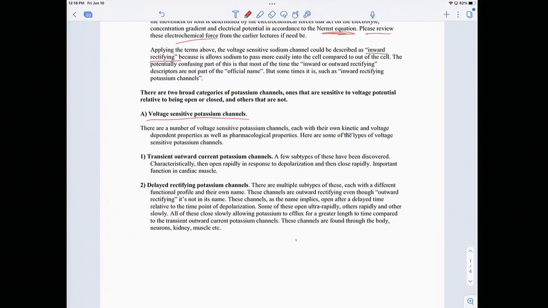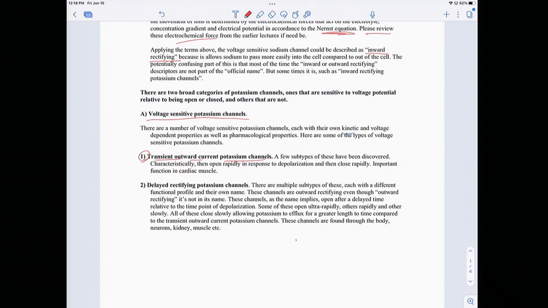Again, each of these channels are different. They have their own kinetics. They have their own properties in terms of at what voltage potential they open or close. Again, this is a heterogeneous mix of channels. So I want to focus on two in this particular block. One would be called a transient outward current potassium channel. And again, there are multiple subtypes of channels that fall into this category.